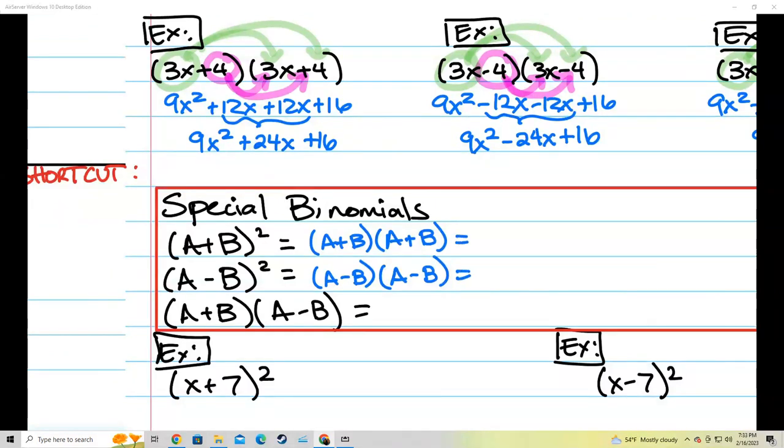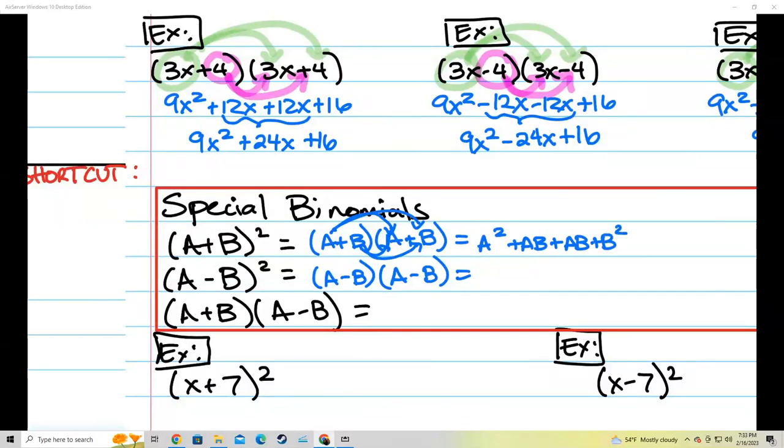I'm not going to draw in all the arrows. Well, I'll draw them in really quick. I'm still going to do this. Okay, but I'm going to do it really fast just because I know we've been doing a lot of these. So a times a is a squared. A times b is ab. B times a is still ab. And then b times b gives me b squared.